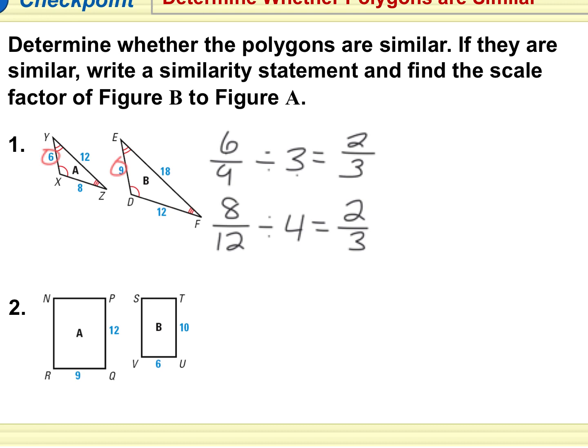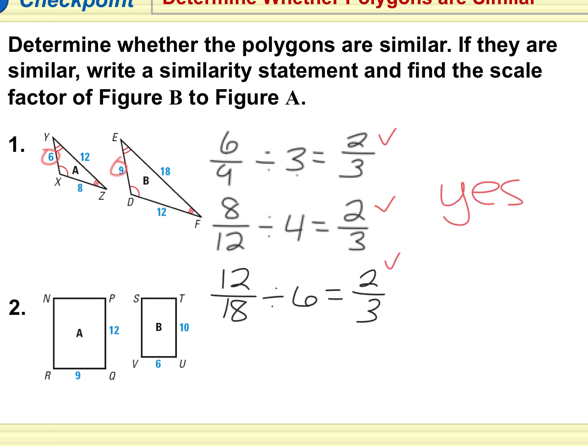Somebody else give me another one other than the people who've answered already. 12 over 18. What can I divide those by? 6, to get 2 over 3. 2 over 3. What do we notice? They are all the same, so our answer is yes, they're similar.